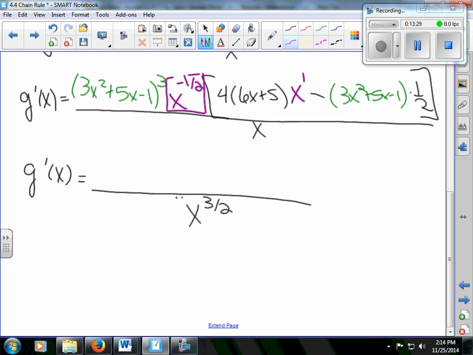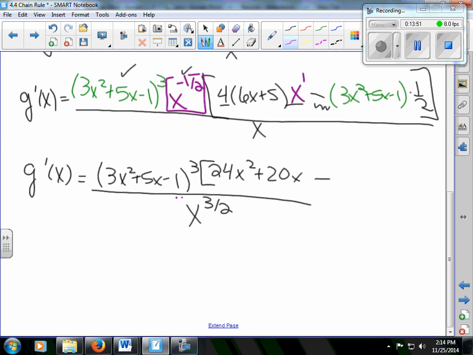Then I have the green 3x squared plus 5x minus 1 to the 3rd. I'm not going to do anything to that. So I've taken care of this. I've taken care of this. Now I have what's in the parentheses. Let's distribute this 4x. That would give me 24x squared plus 20x. And then let's go ahead and distribute this minus and the 1/2. So that's minus 3/2 x squared minus 5/2 x plus 1/2.